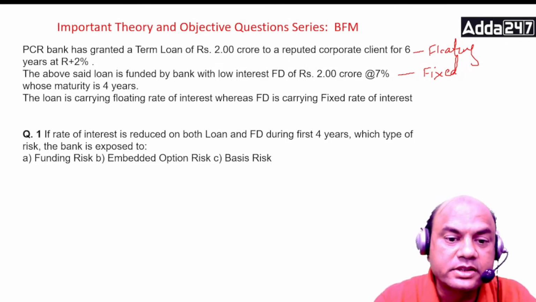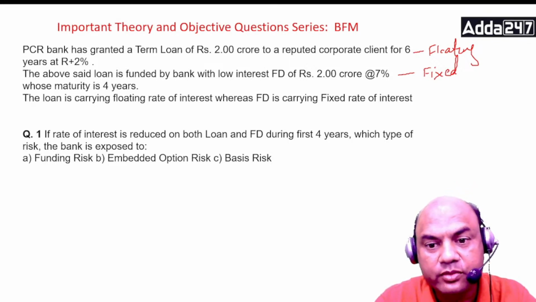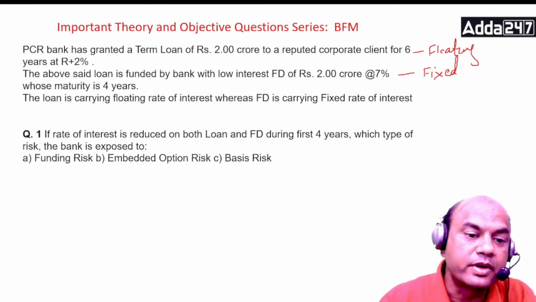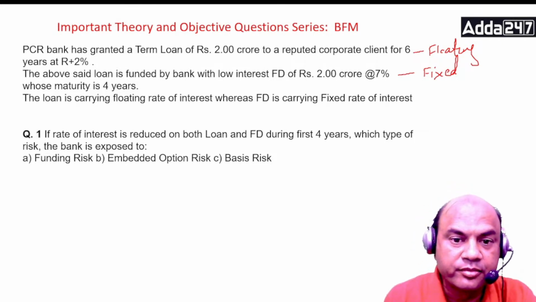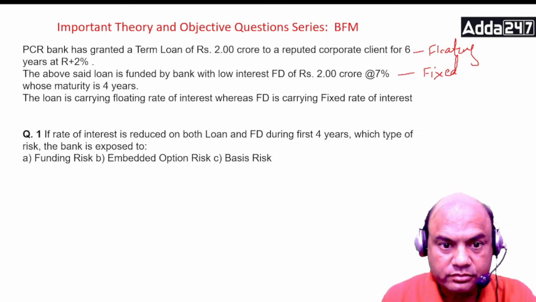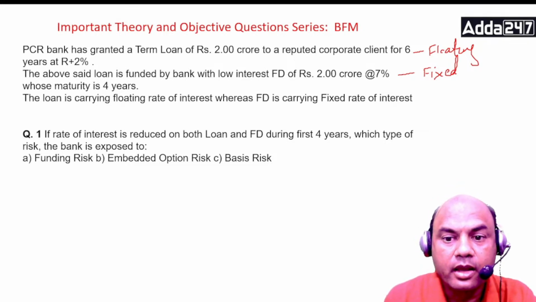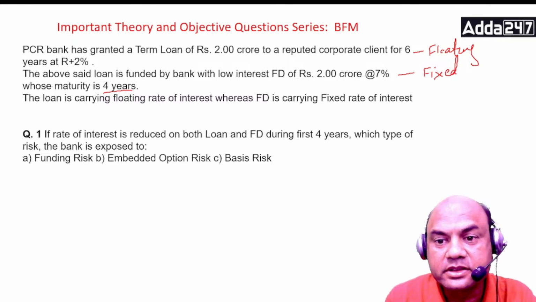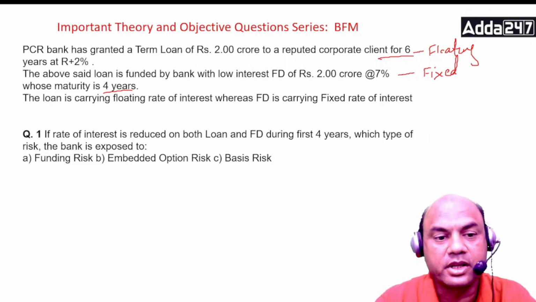If the rate of interest is reduced on both loan and FD during the first 4 years, which type of risk will the bank be exposed to? Now look at this. Importantly, look at the fixed rate of interest on the FD. It is 7% for 4 years. Maturity is 4 years, and here the maturity is 6 years. So there is a problem in the maturity also. There is a difference in the maturity.